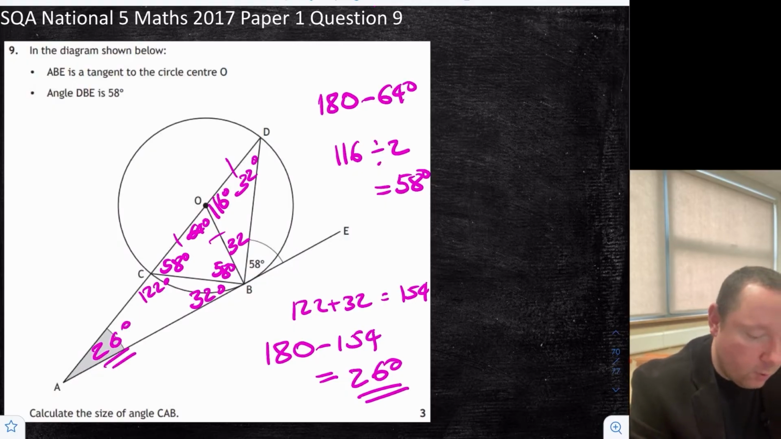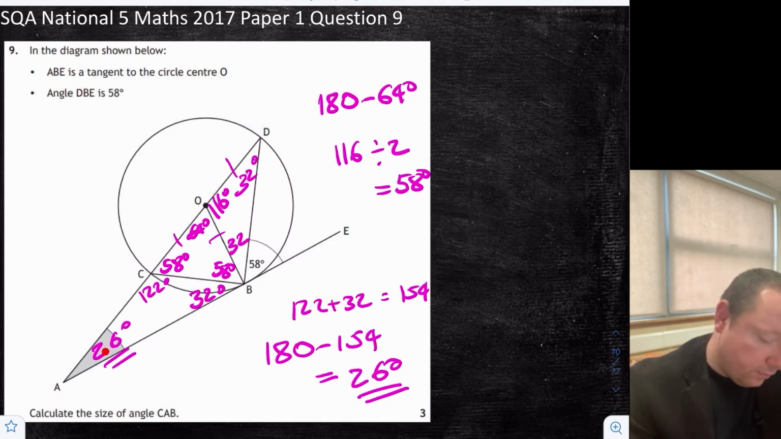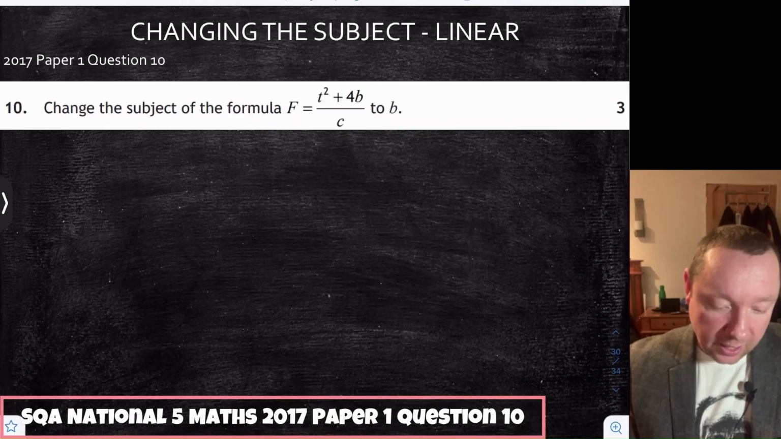Now obviously there's more than one way you could do this question, but you're getting your marks for 32 here, back down here you're getting a mark for 32, and then a mark for your final answer using standard rules as you go. 2017 paper 1 question 10 said, change the subject of the formula to b.